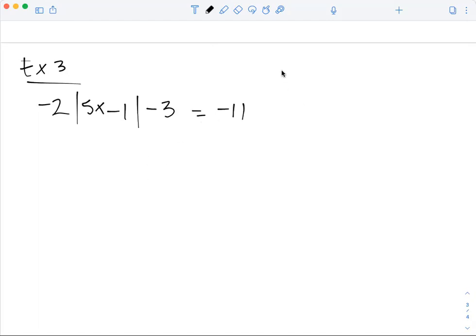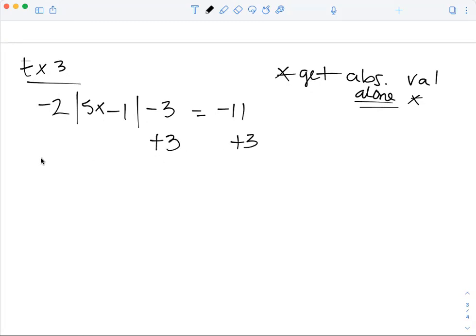So again, we need to get the absolute value alone. Okay. So first thing that we do, you treat the absolute value like a variable. So we would add before we would divide. So we need to add 3 to both sides first.